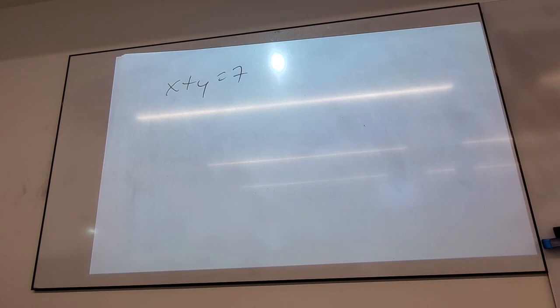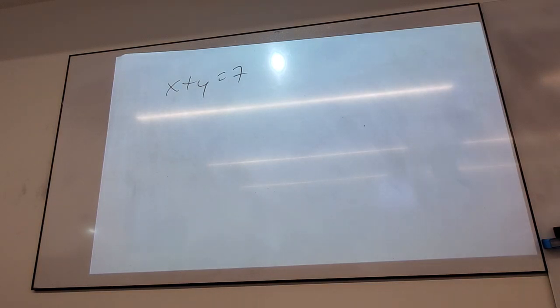1, 6. 4, 3. 77, negative 70. Anything that adds to be 7 is an answer. So there's an infinite number of answers to this equation, which is one reason why that equation is unhelpful. Which is why if somebody gives me more information, I'm hoping it helps me narrow it down.